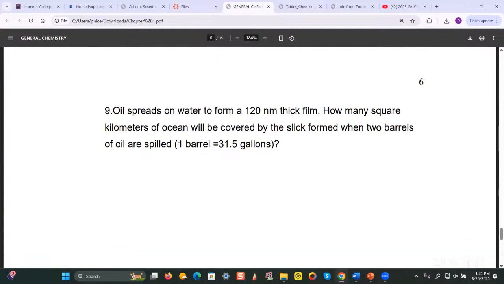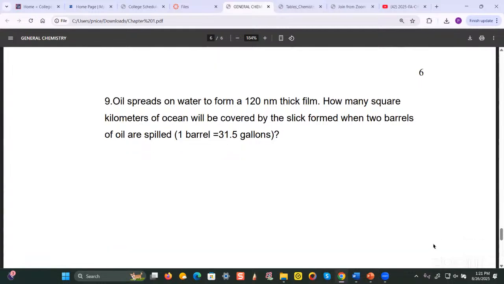Okay, so this one talks about an oil slick. It spreads on water to form a thin film of 120 nanometers. It asks how many square kilometers of ocean will be covered by the slick formed when 2 barrels of oil are spilled. All right, and it gives you that 1 barrel is equal to 31.5 gallons.